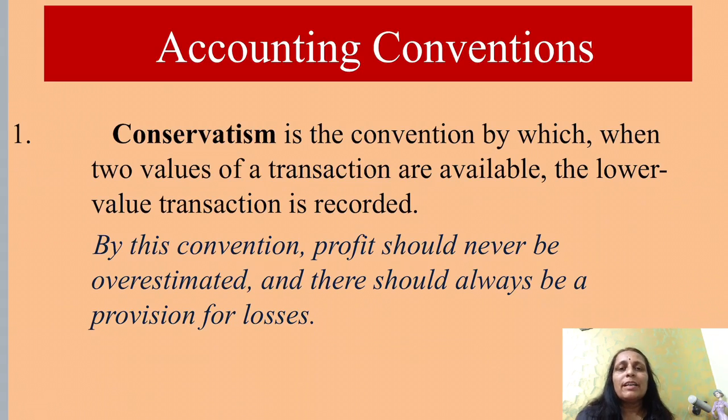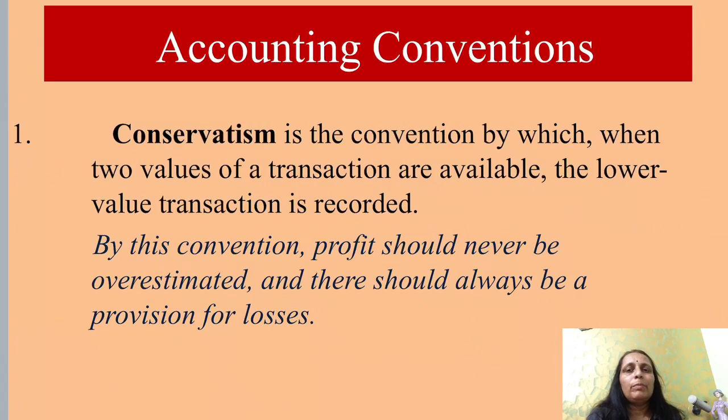So, this principle says that when two values of the transactions are available, the lower value transaction should be recorded. Why? Because if the higher value transaction happens, it is good for us, but we are conservative, we are not overestimating anything. So, all unexpected losses will be taken into account. So, we make provisions for all unforeseen losses, like provision for bad debts, provision for discounts, but we will not account for any expected gains or profit. Why? Because we are conservative.